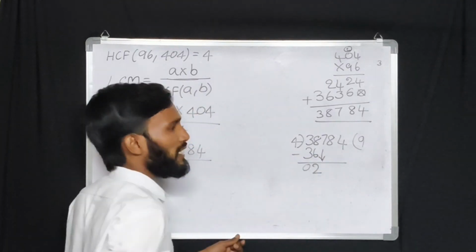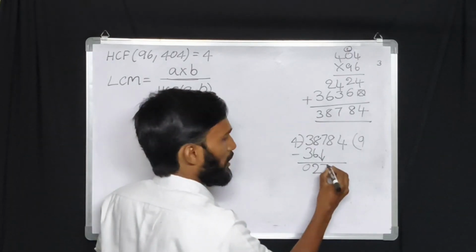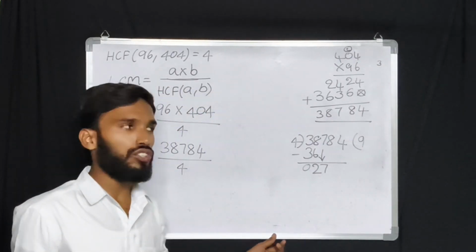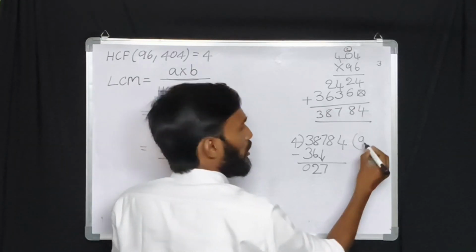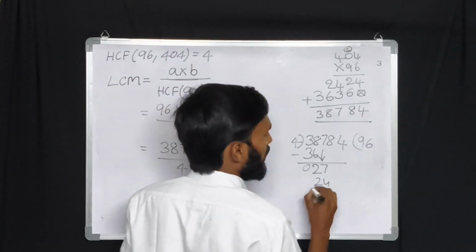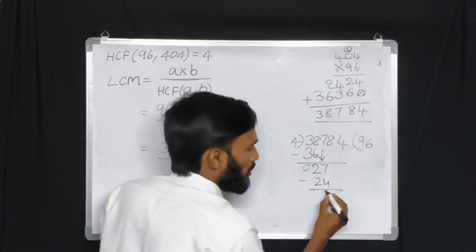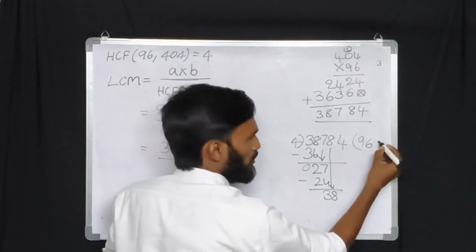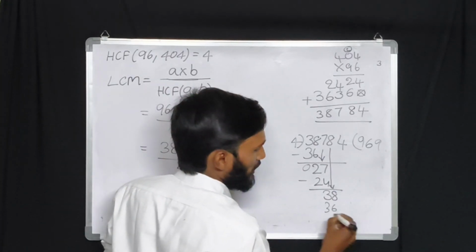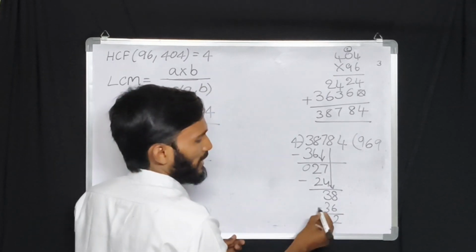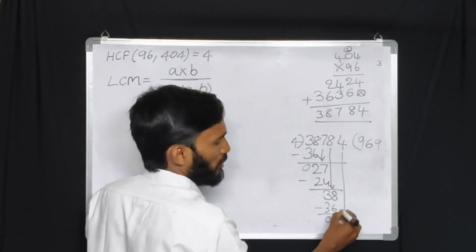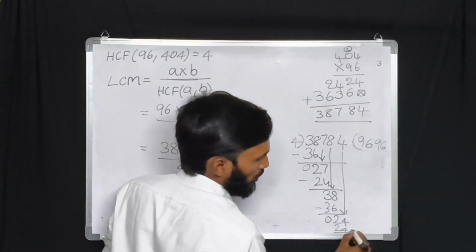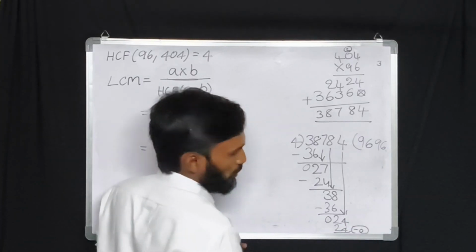Now drag down this 7. In the 4 table, 7, how many times? 5 fours are 20, 6 fours are 24, 7 fours are 28. Should write 6 times, 24. 7 minus 4, 3. Drag down this 8. Again 9 times, 36. 8 minus 6, 2. 3 minus 3, 0. Write down this 4. How many times? 6 times, 24. Here the answer is 0.